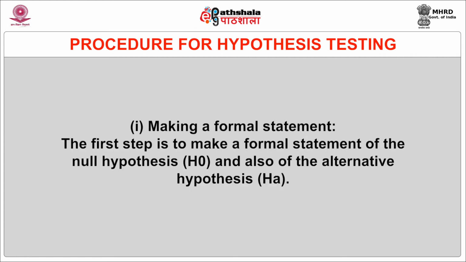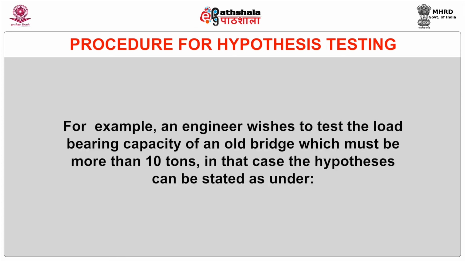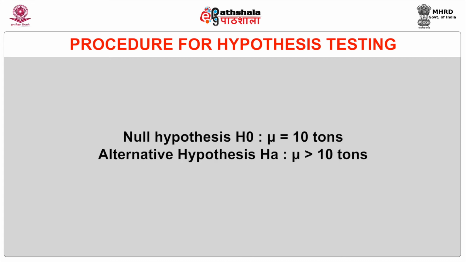First, making a formal statement. The first step is to make a formal statement of the null hypothesis and also of the alternate hypothesis. In other words, both the hypotheses should be clearly stated. For example, an engineer wishes to test the load bearing capacity of an old bridge, which must be more than 10 tons. In that case, the hypothesis can be stated as: the null hypothesis where mu is equal to 10 tons and the alternate hypothesis where mu is more than 10 tons.